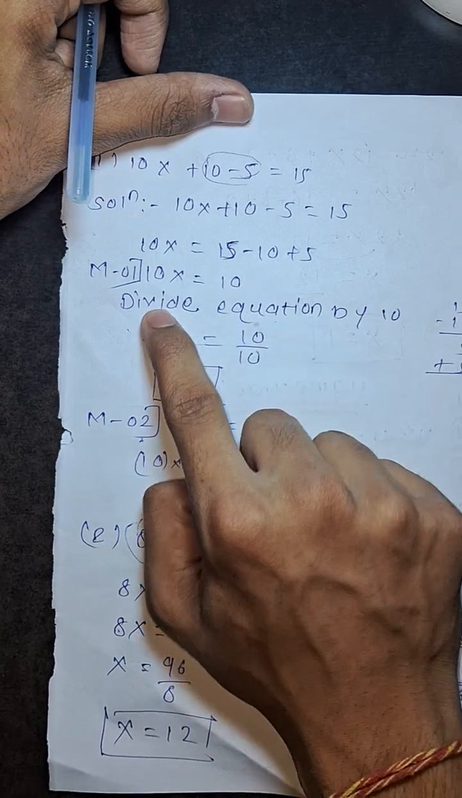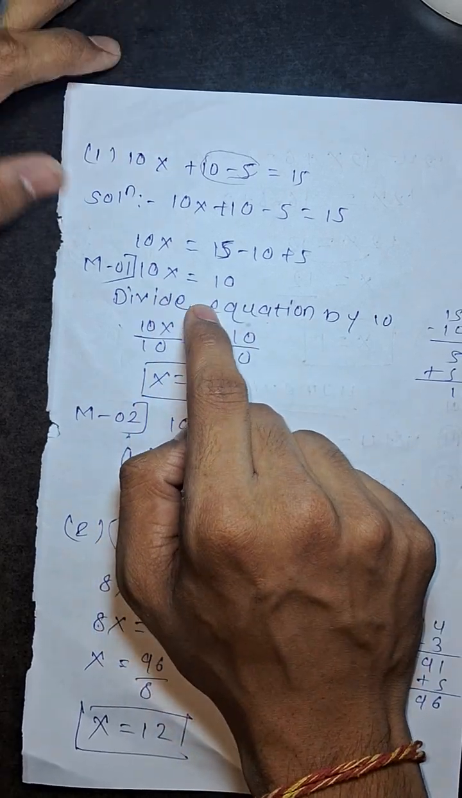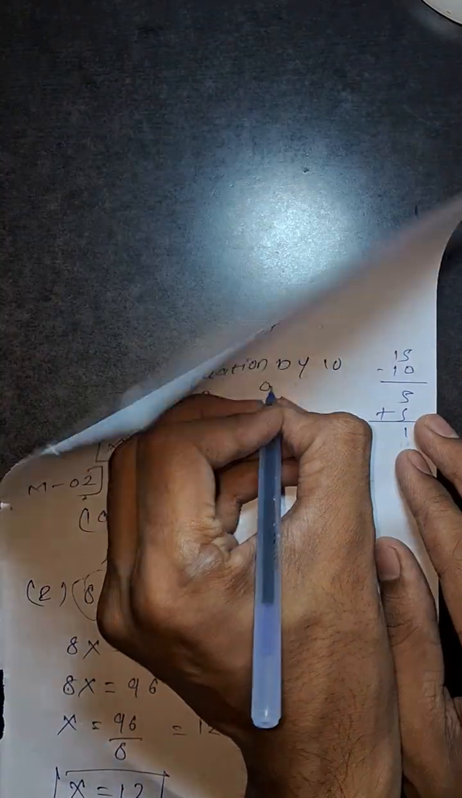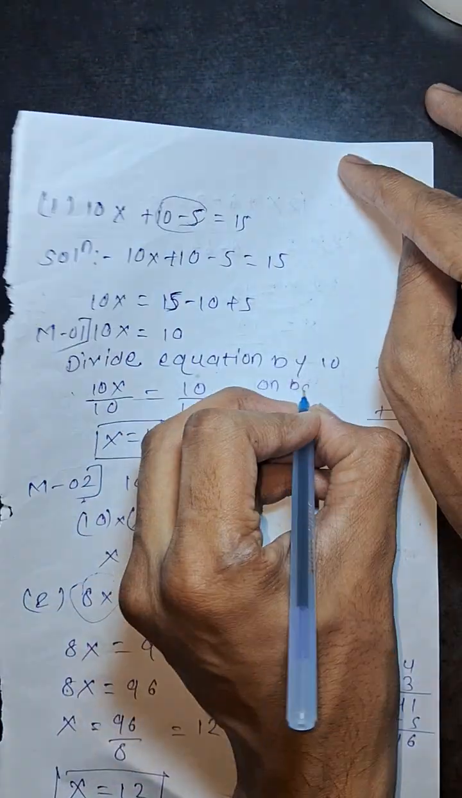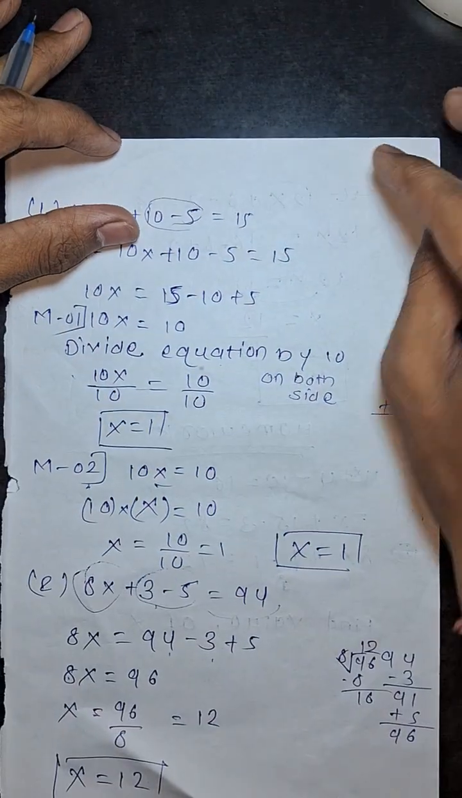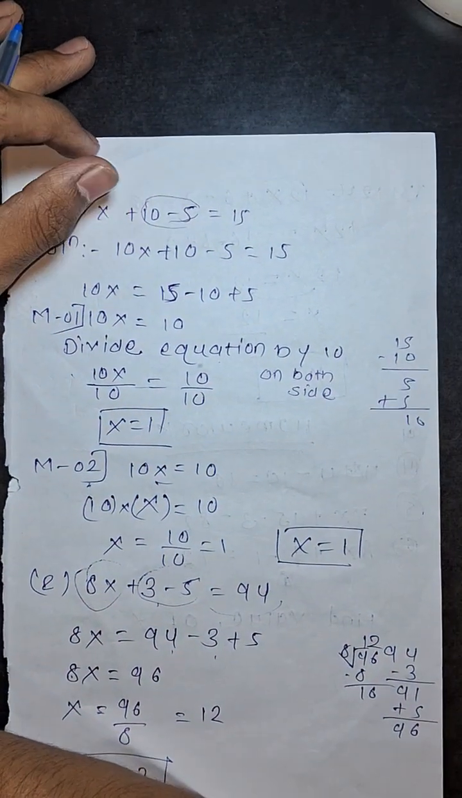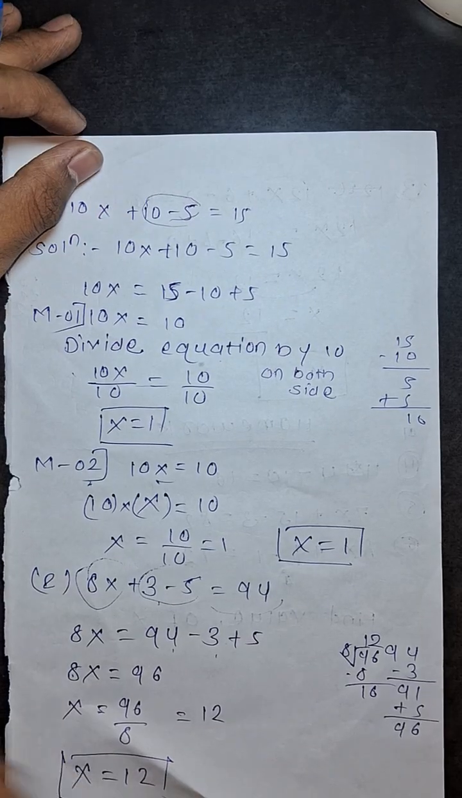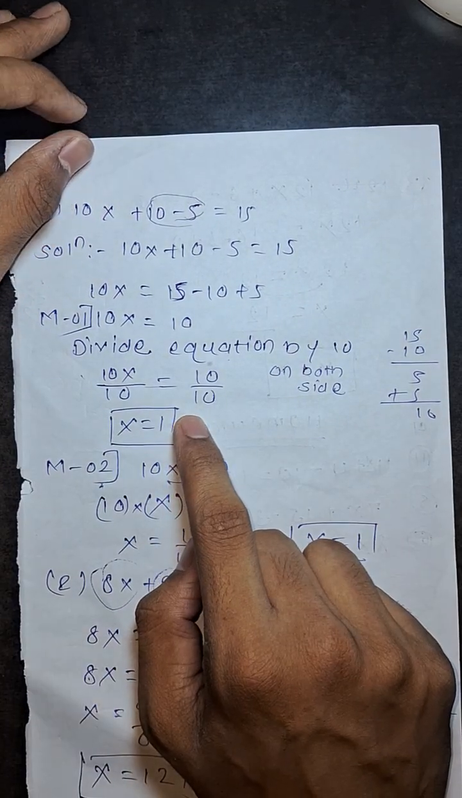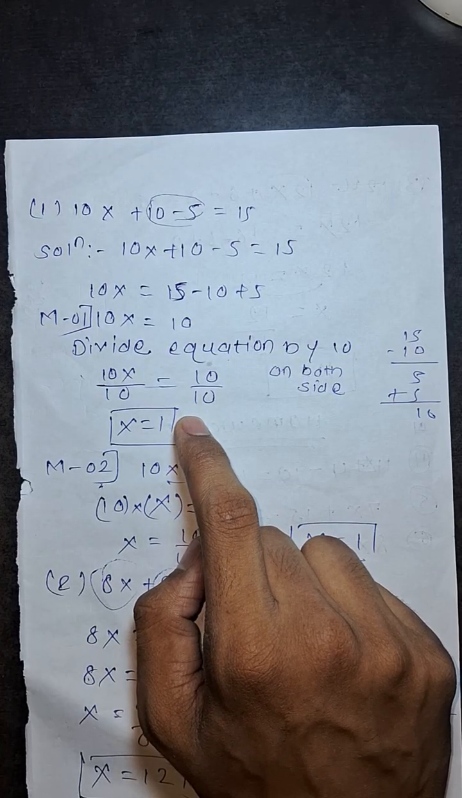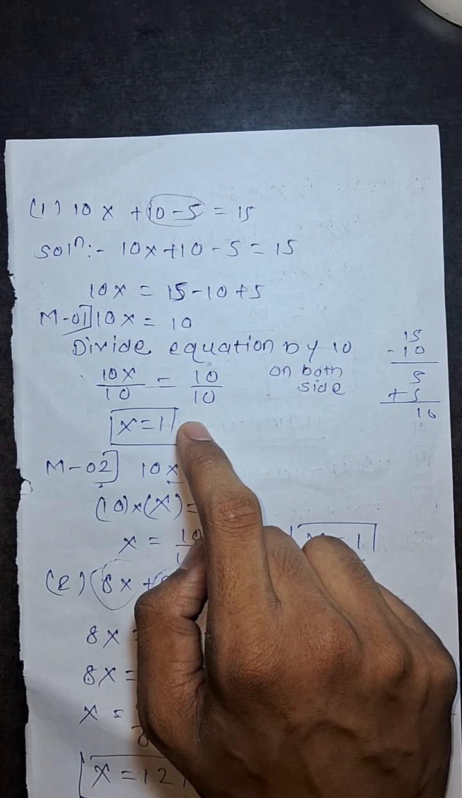Okay, so here 10x is equal to 10, so we will divide by 10 on both sides. The main conceptual thing is, if we are dividing or multiplying an equation, or adding or subtracting anything in the equation, we have to do that on both the sides, like on both LHS and on RHS.